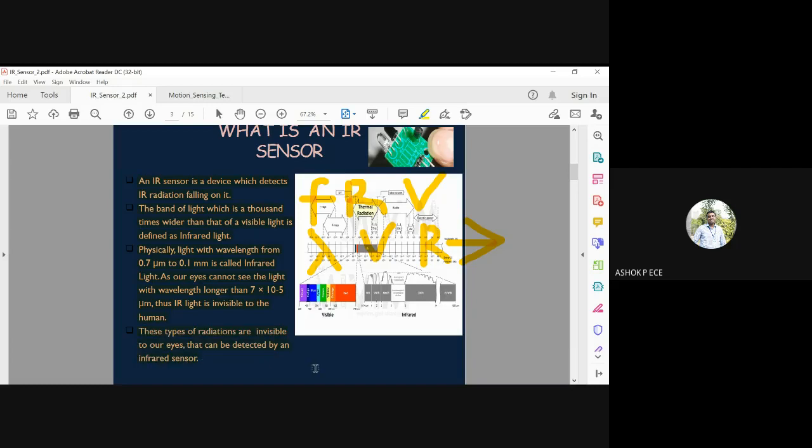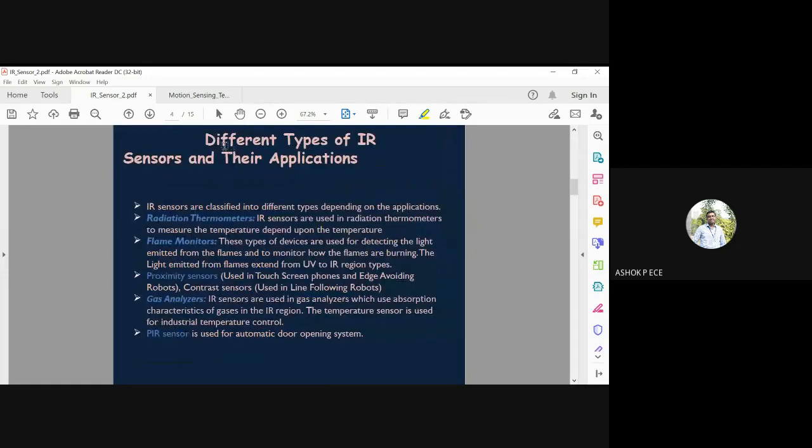So as I said, even when you develop an infrared LED, the LED will glow, but that glowing is not visible to the human eyes because infrared wavelength is not visible to the human eyes. So we have different types of IR sensors, and we are going to see what the applications are.